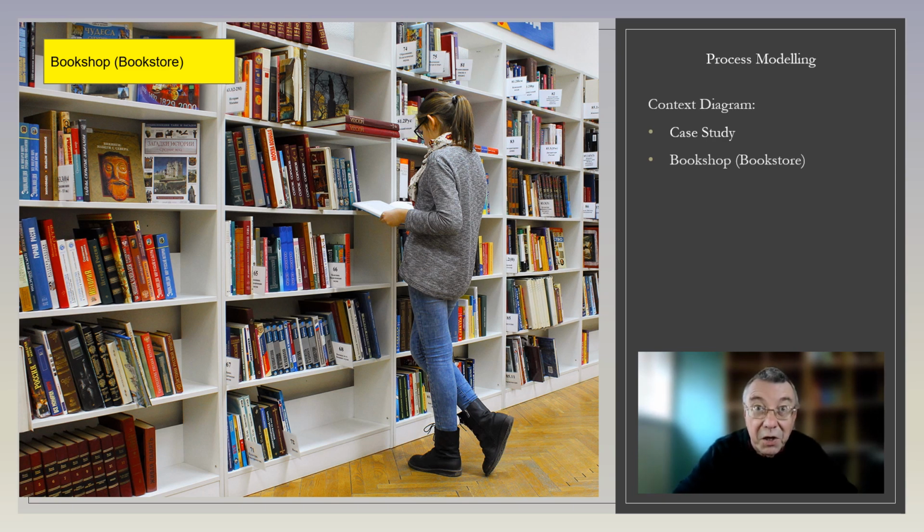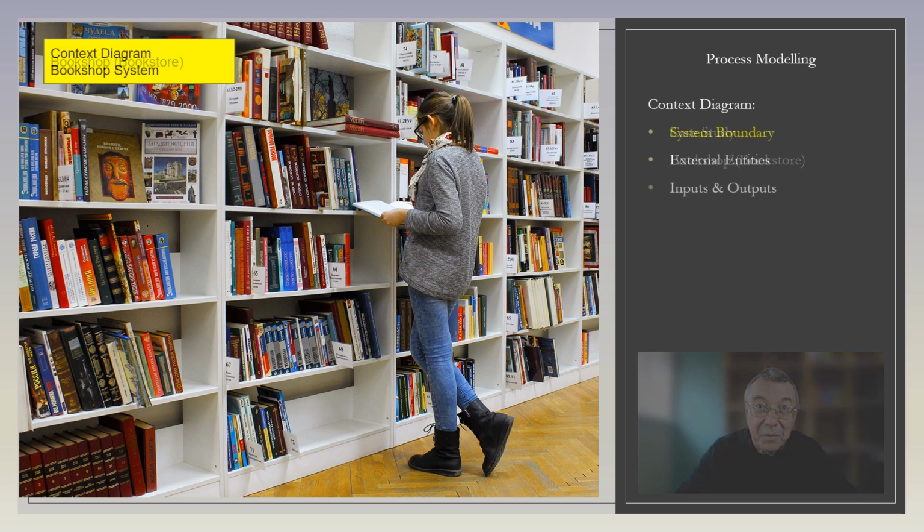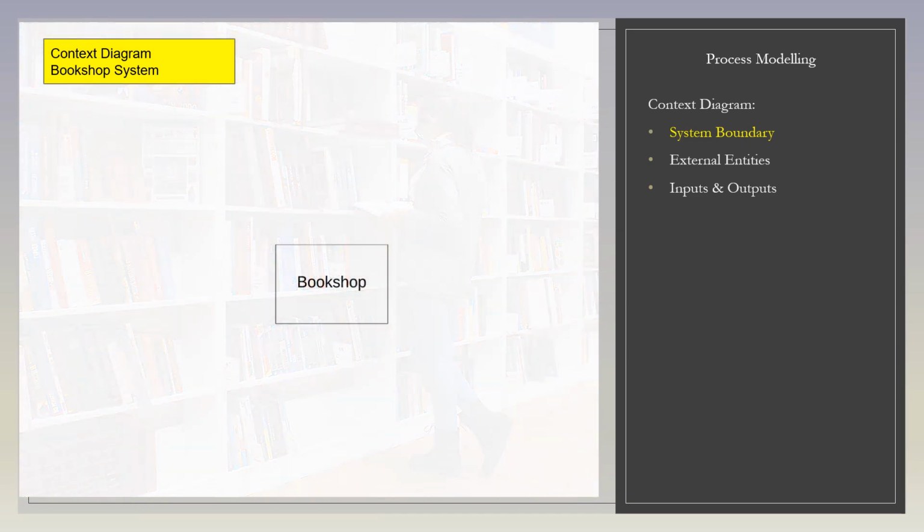The best way for you to understand how this works, how to construct a context diagram, is to work through a practical example. So this is exactly what we're going to do. We're going to look at a case study based on a bookshop. You can start a context diagram very simply with a box to represent the system that you are looking at. In this case, a bookshop. And the line around the box represents the system boundary.